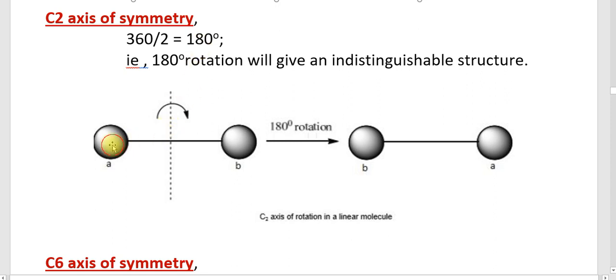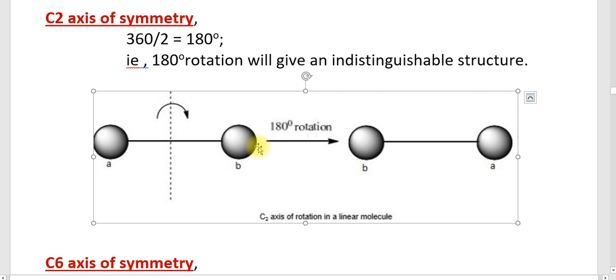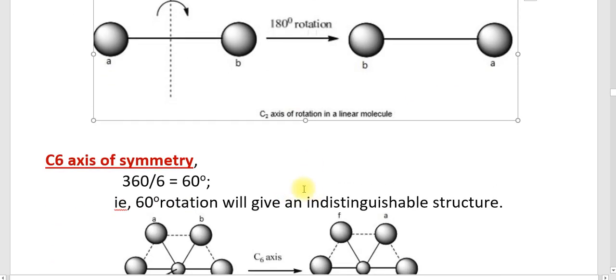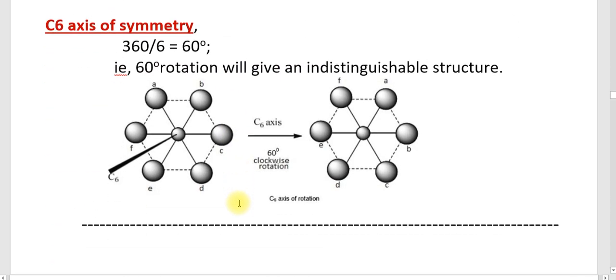Then the molecule, if A and B is rotated through an angle of 180 degrees, here it changes into B and A. Here also I am saying that the A and B is only given here for your information. If both A and B are the same hydrogen, then we cannot distinguish the first orientation from the second orientation. Okay.